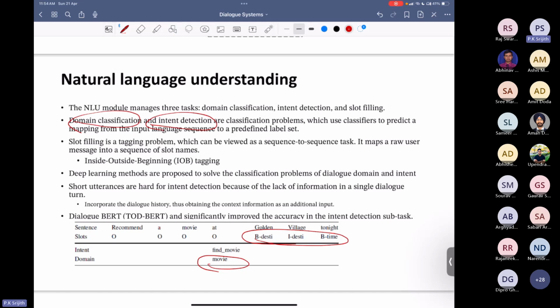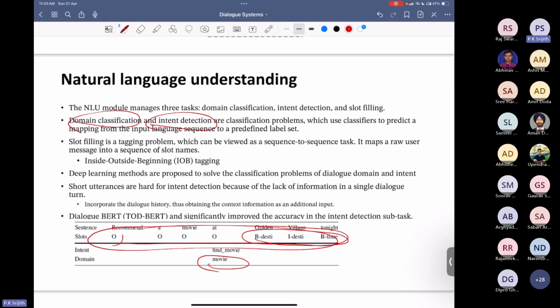But if you look at slot filling, where you need to fill different slots that the DST is maintaining, like the location, date, movie name, etc., that is treated as a tagging problem, just like named entity recognition or part of speech tagging. You need to tag every word in the sentence as either useful to fill the slot or not useful to fill the slot.